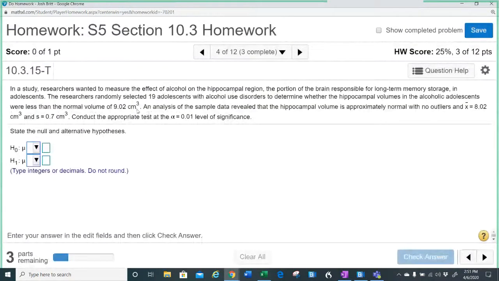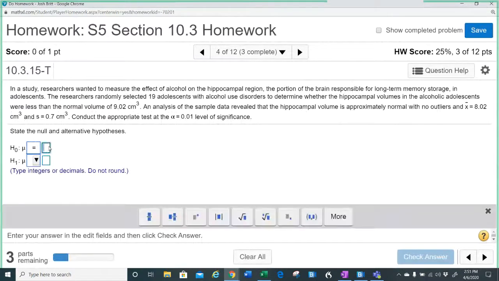All right, so researchers wanted to measure the effect of alcohol on the hippocampal region, the portion of the brain responsible for long-term memory storage, in adolescents. So they selected 19 adolescents with alcohol use disorders to determine if the hippocampal volumes in the alcoholic adolescents were less than the 9.02 of the regular. So it's equal to 9.02 is the standard. And then they wanted to know, is the hippocampal region for alcoholic adolescents less than the 9.02?